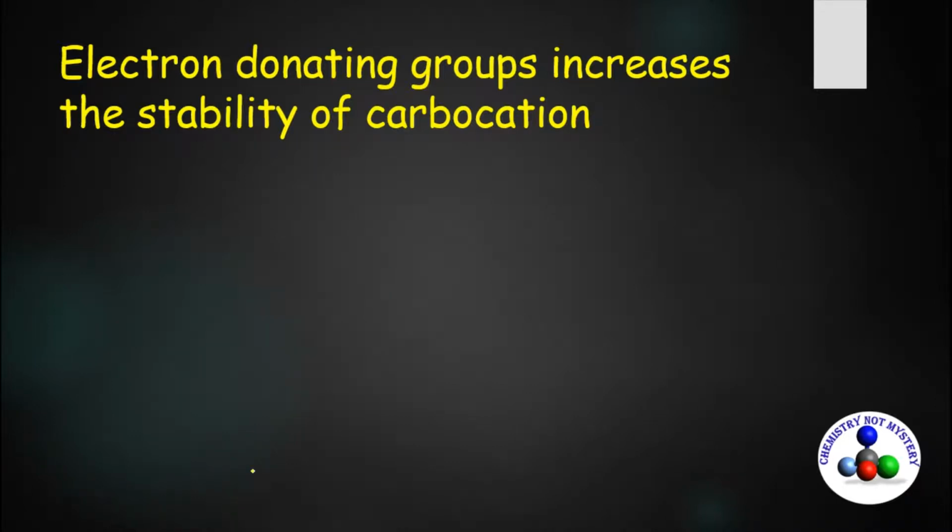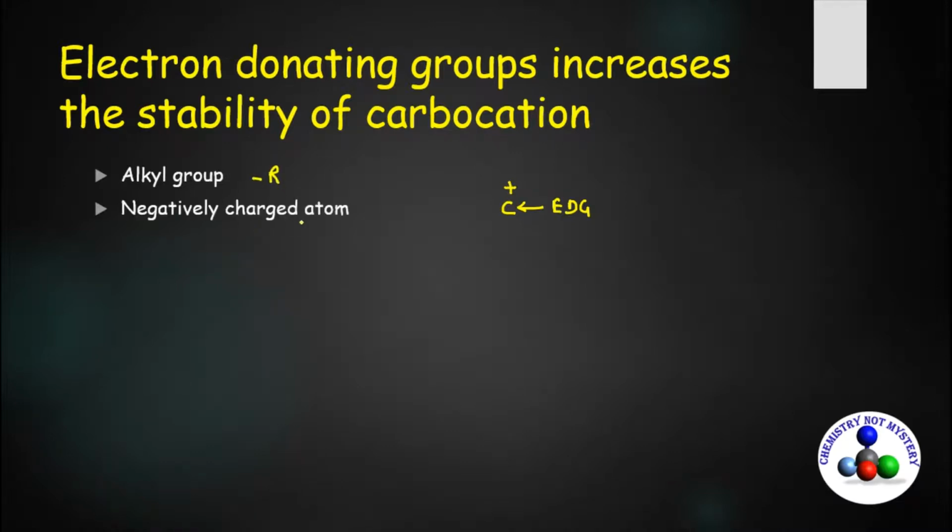From the above discussion, you can understand that the electron donating group increases the stability of carbocation by donating electron density to it. These are a few examples of electron donating groups: alkyl group, negatively charged atom, electron rich species, conjugation.